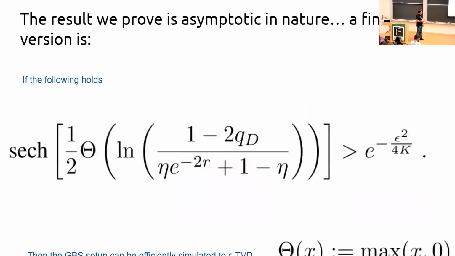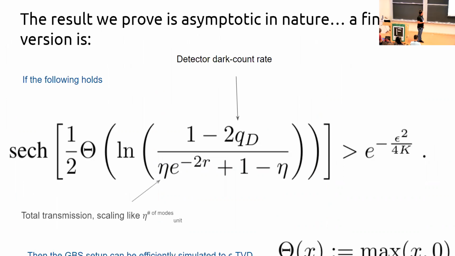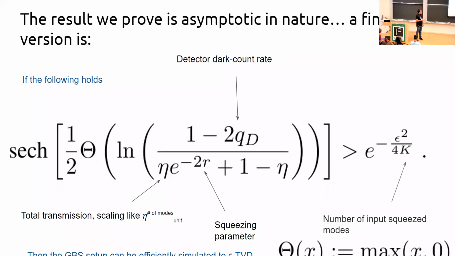And so more quantitatively, for a finite case scenario, we derive this inequality that looks a little bit daunting, but I can explain. We say, okay, maybe your detectors have some dark count rate. If not, you can set it to 0. You have the total transmission of your interferometer, which scales like eta of one particular beam splitter to the power of the number of modes. You have the amount of squeezing that you sent, and you have the number of input squeezed states, and then there is this parameter epsilon that tells you how much discordance between your simulation and the actual experiment you're willing to tolerate.